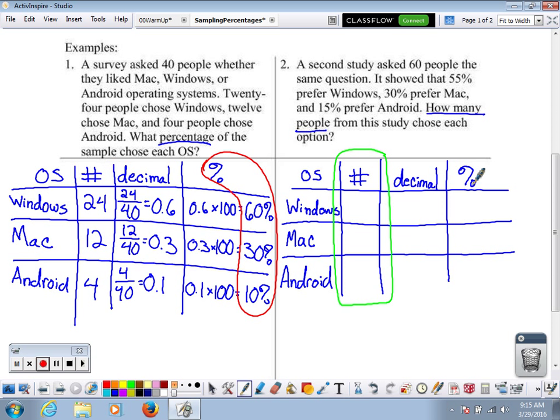So looking at that story, what percent prefer Windows? From that story, Kieran? 55%. What percent chose Mac? Still you. 30%. And what percent prefer Android? 15%. Very good.